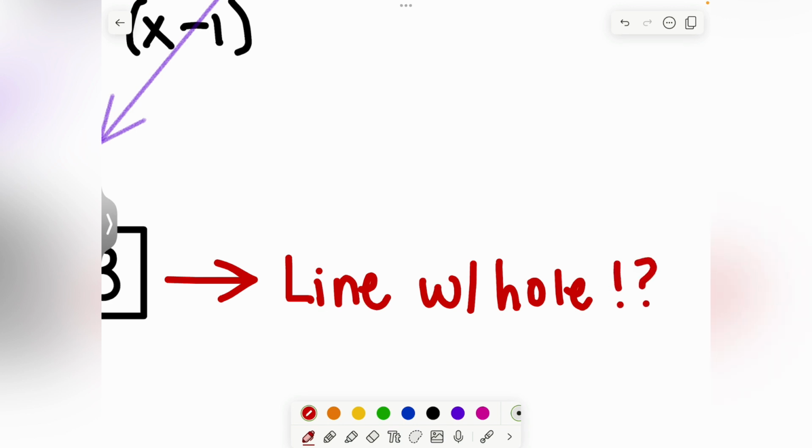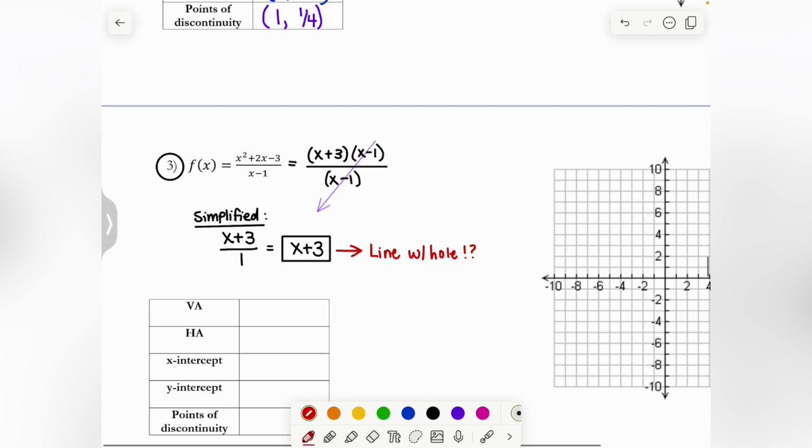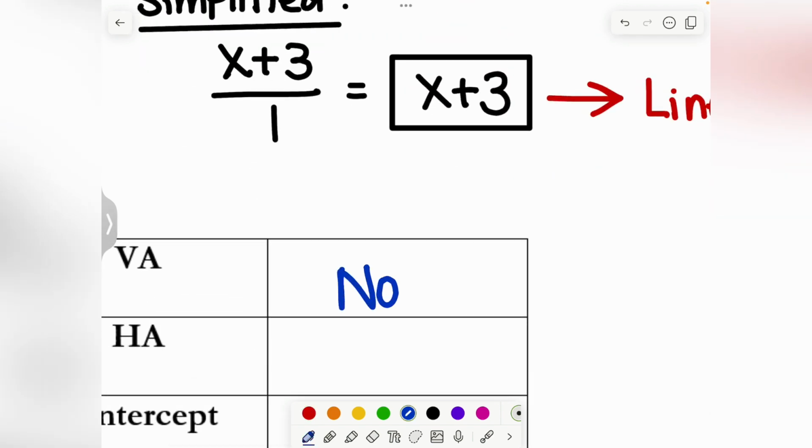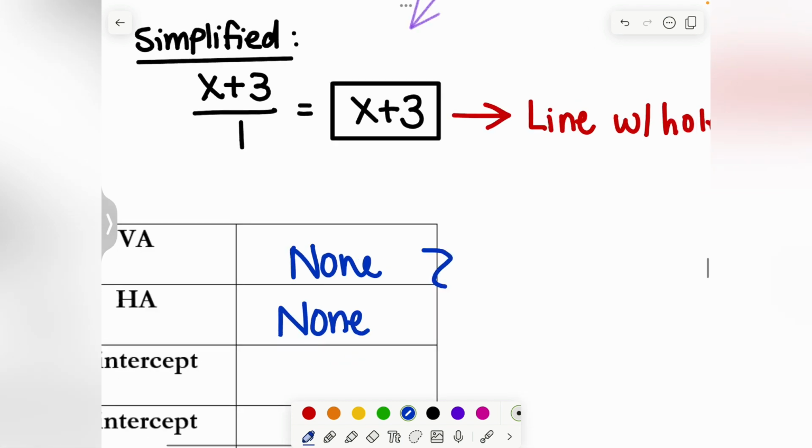So what? Literally, now we're going to graph y equals mx plus b. There's not going to be a vertical asymptote. There's not going to be a horizontal asymptote. Why not? Because it's a line.